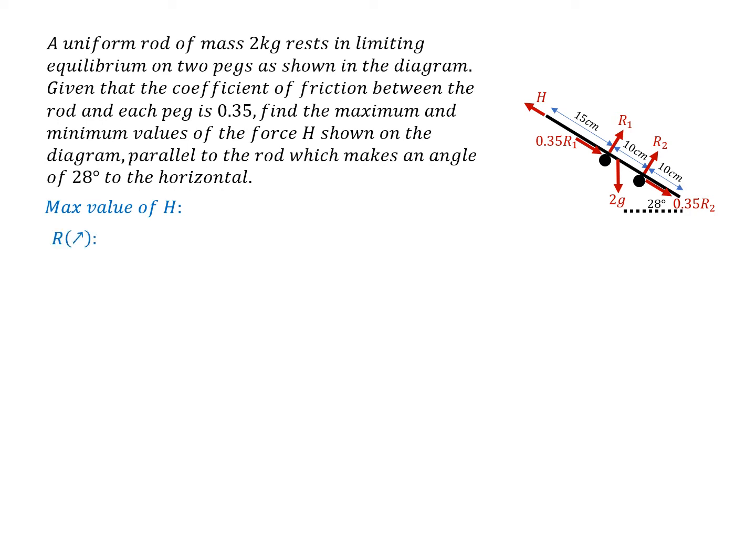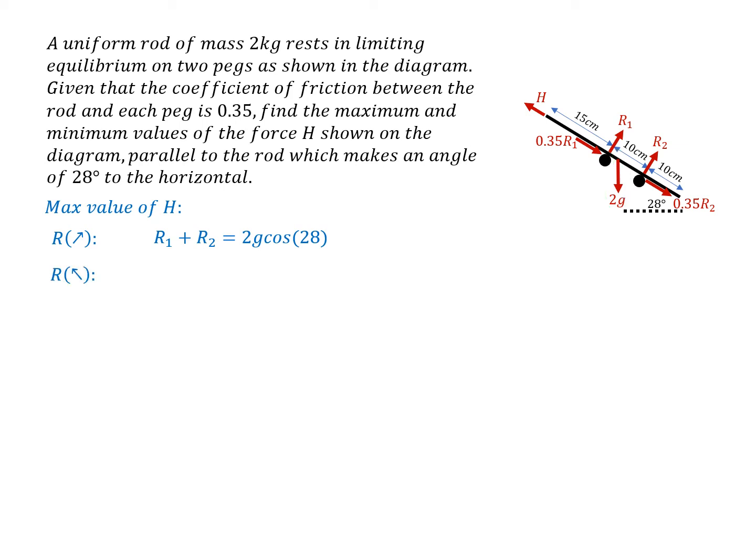So I'm going to resolve perpendicular to the rod to start with. And when I do that, R1 plus R2 equals the component of the 2g force perpendicular to the plane, which is 2g cos 28. Not much more I can do with that. I'm just parking that for the time being.